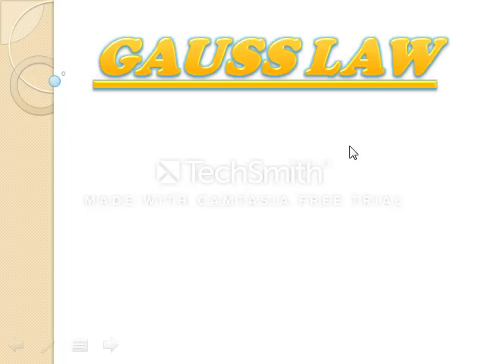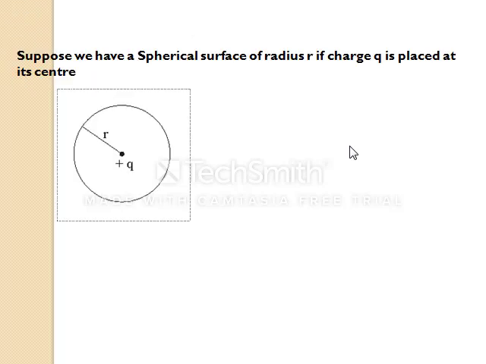Today we'll discuss Gauss law. This Gauss law is concerned with calculation of flux through some closed surface. So let's begin with an example of calculation of flux. We'll begin with the simplest example.